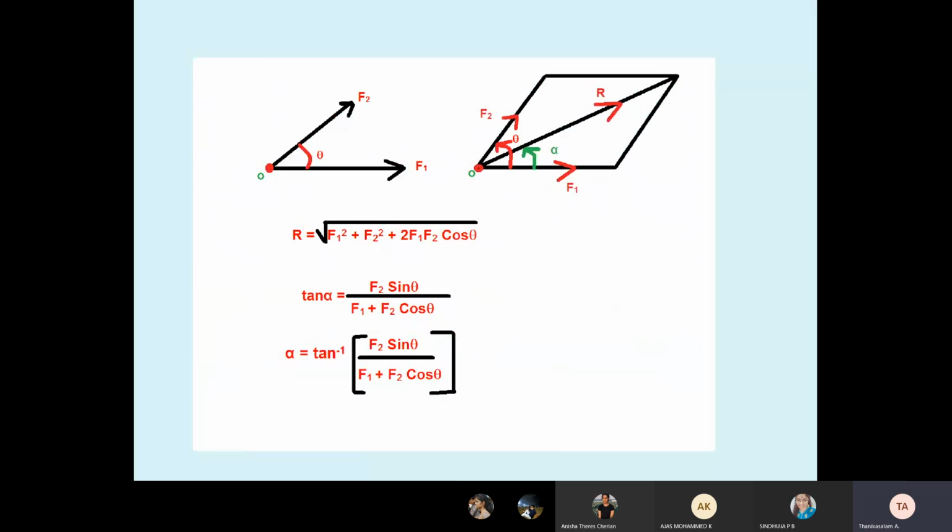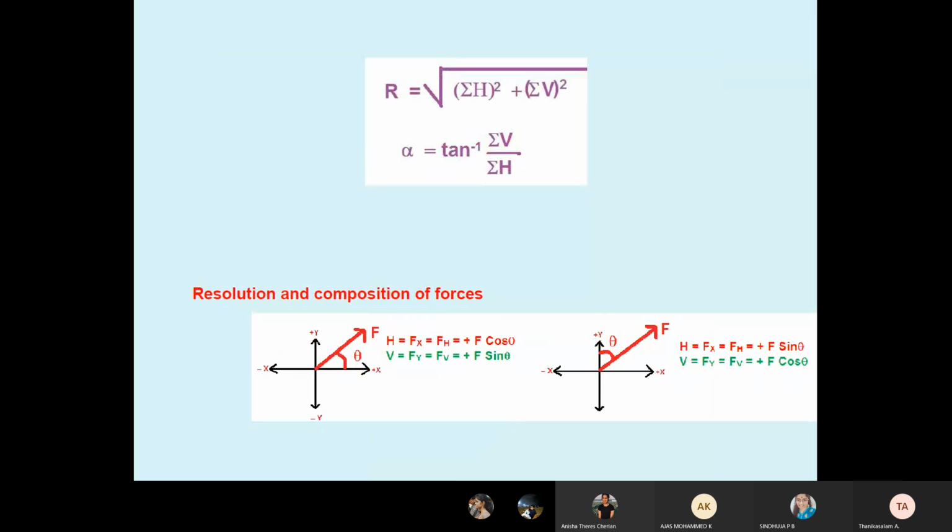We did so many problems. Only for two forces can we use the parallelogram law. Suppose there are more than two forces, then the resultant equals square root of summation of H squared plus summation of V squared, where summation of H means adding all horizontal forces and summation of V means adding all vertical forces. Then the resultant direction alpha equals tan inverse of summation of V divided by summation of H.